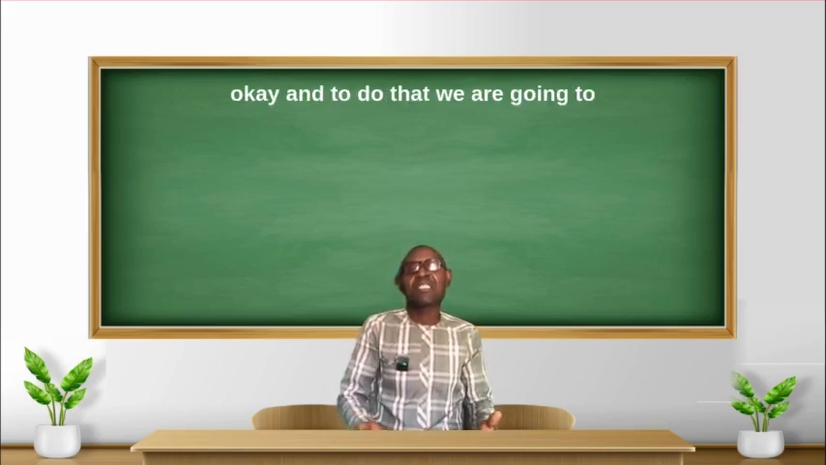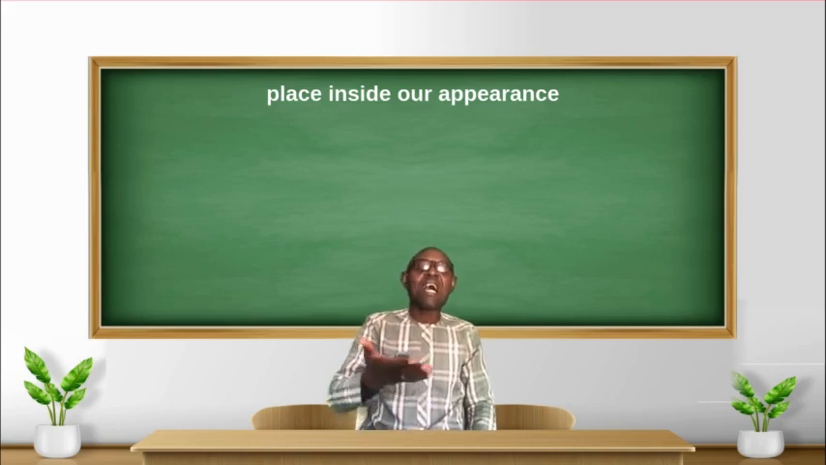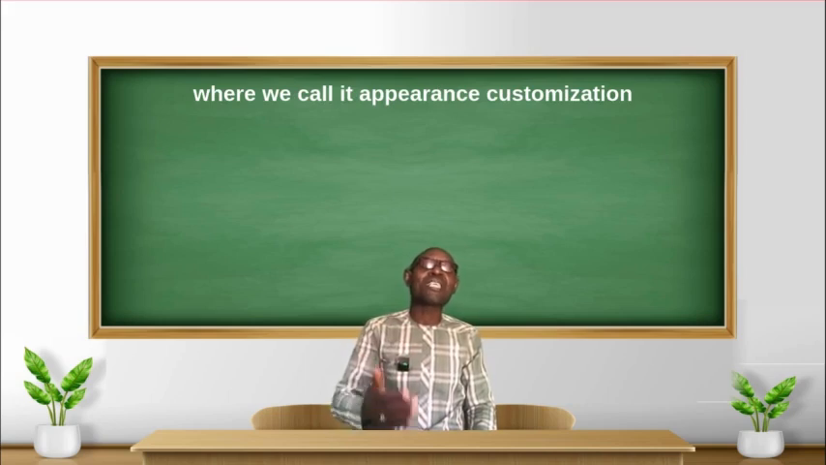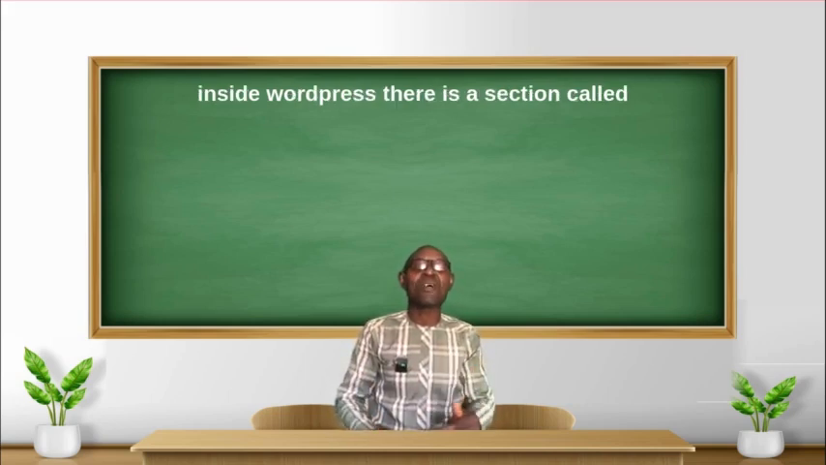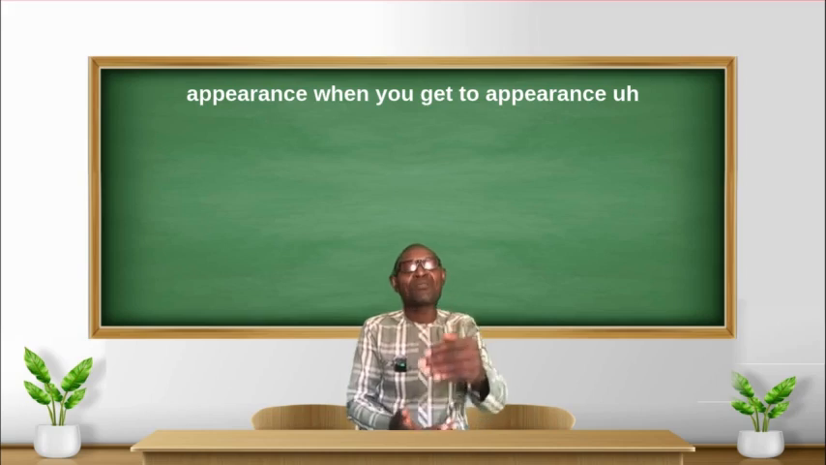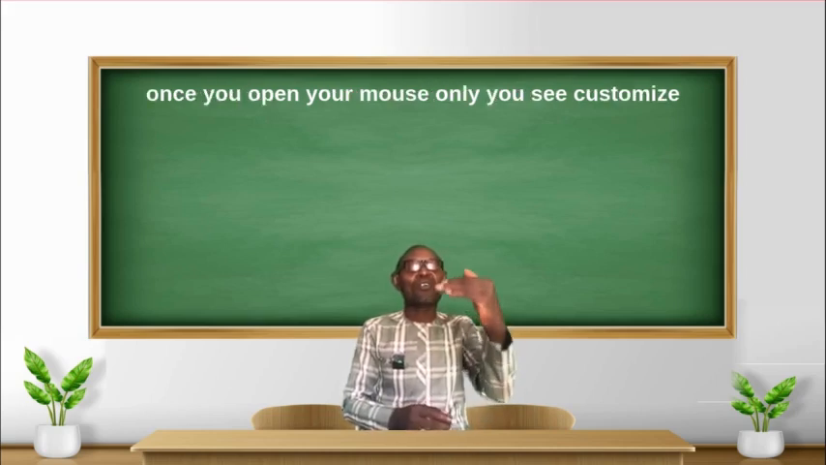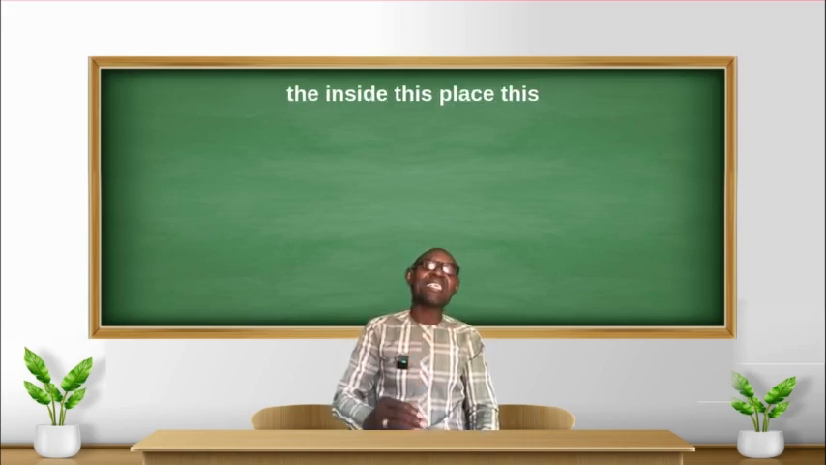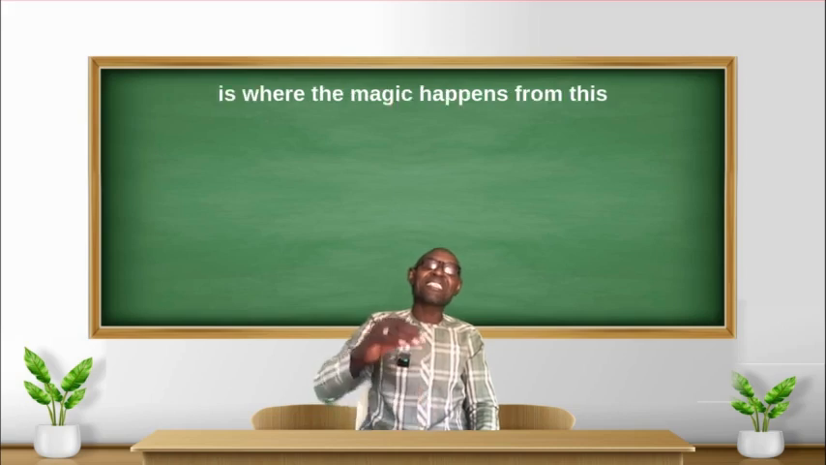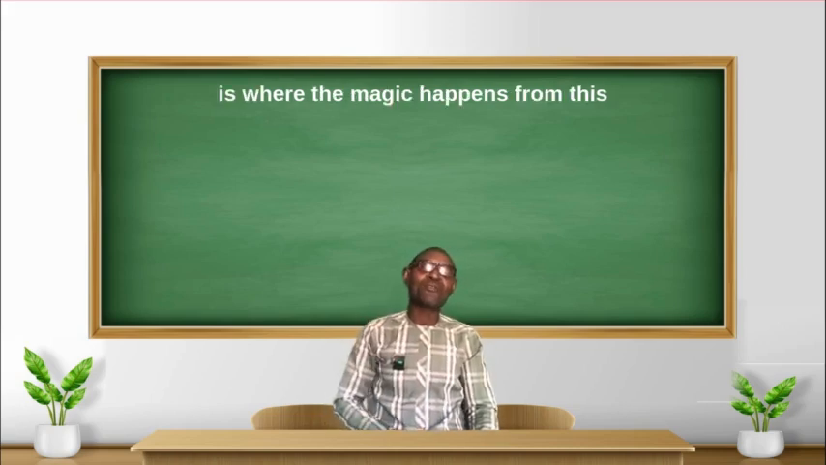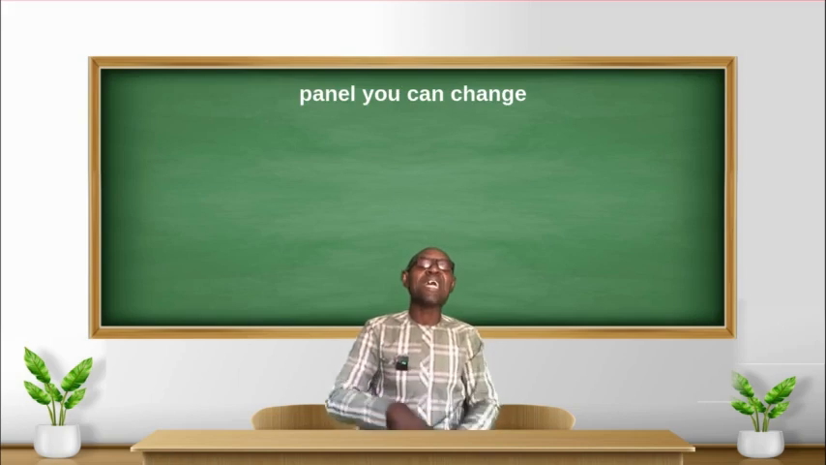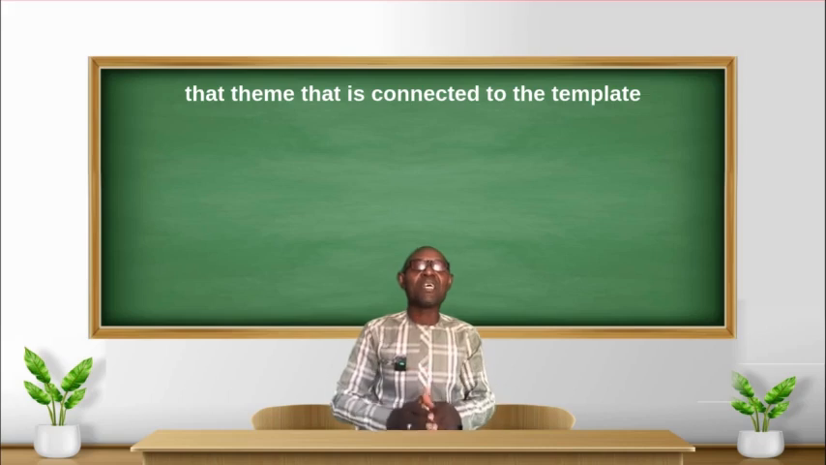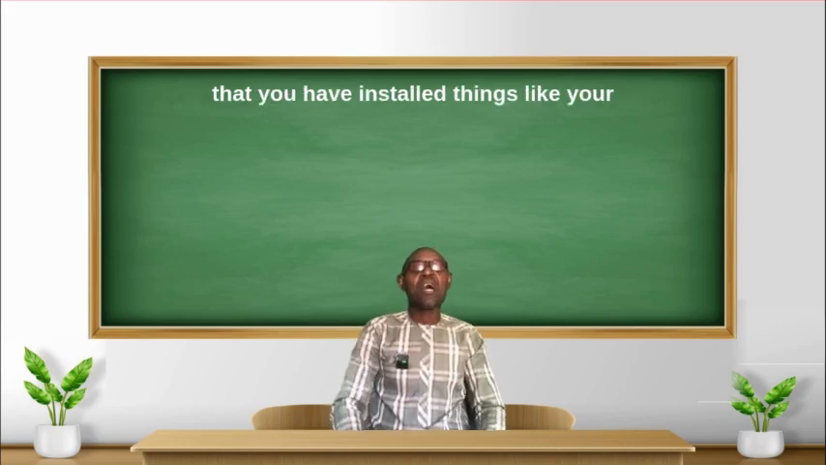To do that, there's a place inside our WordPress dashboard called appearance customization. Inside WordPress, there is a section called appearance. When you get to appearance and hover your mouse on it, you see customize. When you click customize, this is where the magic happens. From this panel, you can change everything that is connected to the template that you have installed.